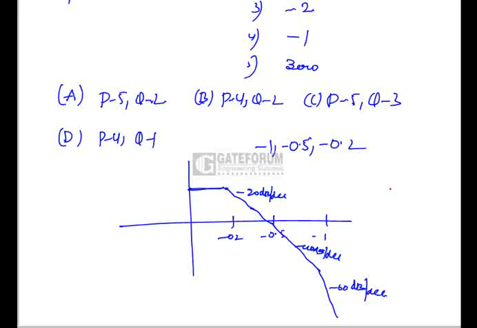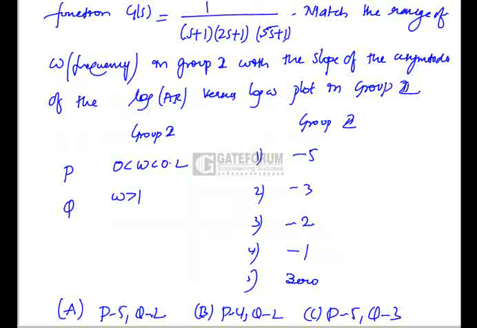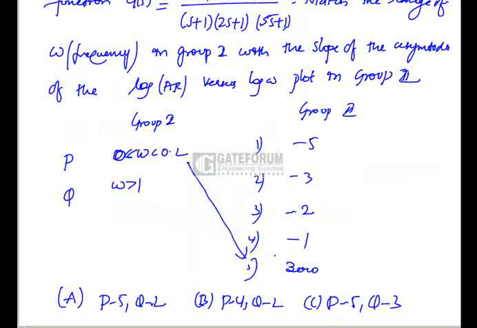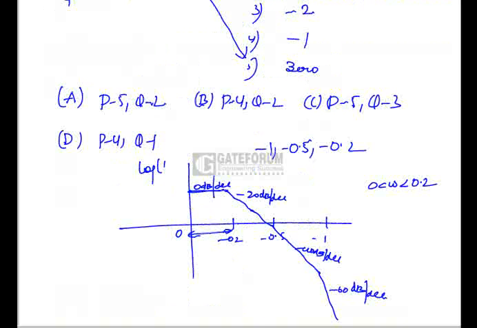Now look at group 1 where P is 0 less than omega less than 0.2. Between 0 to omega, now what is the slope here? 0 dB per decade. Okay, so P is option 5. This is log amplitude ratio versus log omega. So this is 0 dB per decade, 0 less than omega less than 0.2, corner frequency is 0.